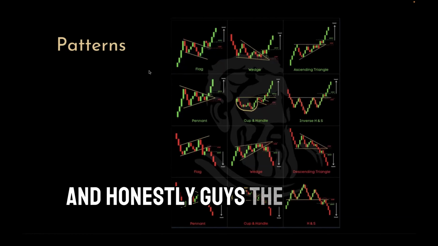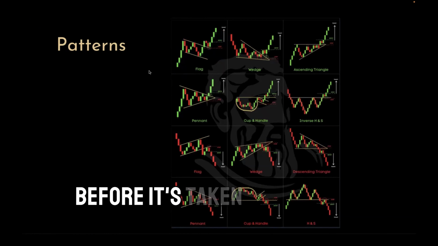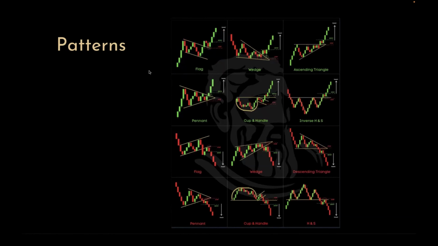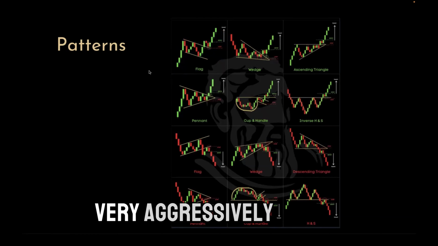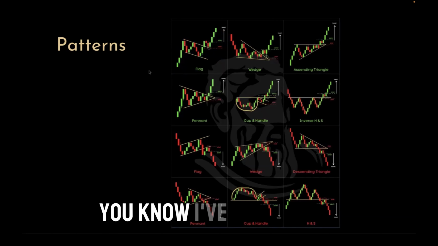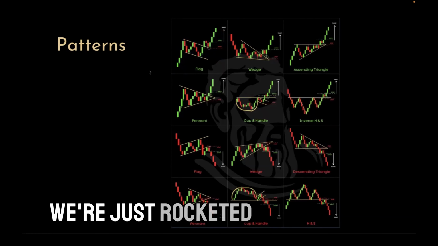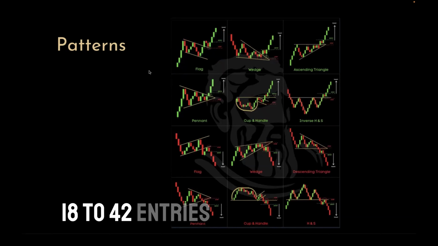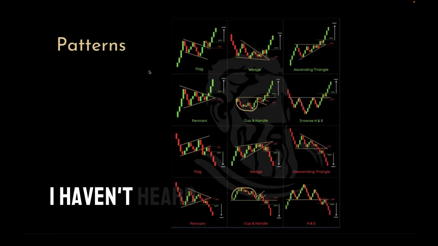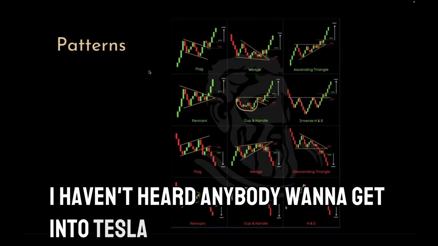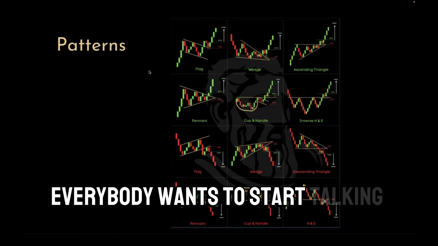And honestly, guys, the money is made in a stock when you are seeing it consolidate before it takes off. A lot of people psychologically like to get into a trade after it's already moved to the upside very aggressively. You guys know all about this Tesla move that just happened, right? Where it just rocketed from our 218 and 242 entries to about 450, 470. I haven't heard anybody want to get into Tesla when it was in the 200s. After it was past 400, everybody wants to start talking about Tesla.